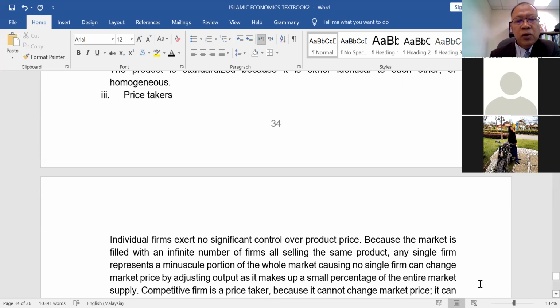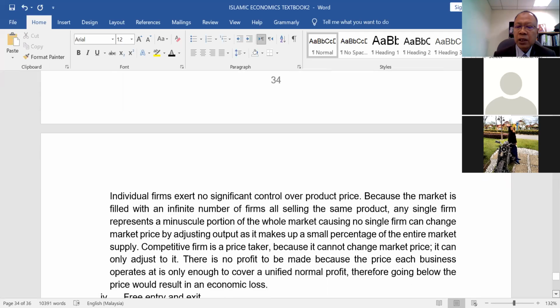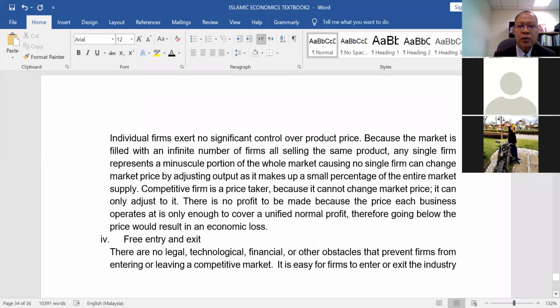So each firm has no control over the price because the market is filled with a large number of firms all selling the same product. Any single firm represents only a very minuscule portion of the whole market, so no single firm can control the market price. Each firm in a perfect competition is a price taker because it cannot change the market price. It can only adjust to it.